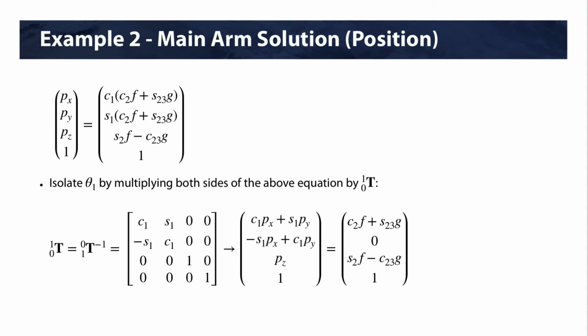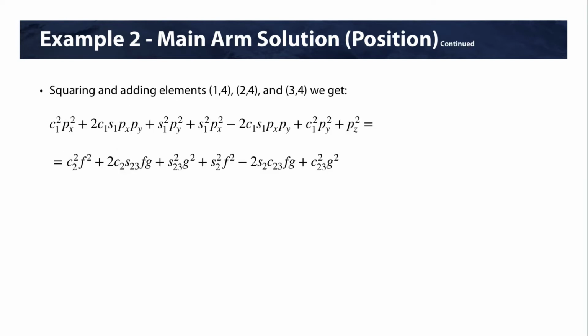Now we're going to look at how we can solve for our other unknowns. One trick to try is just squaring and adding the 3 equations together and see what happens. So let's do that. We're going to square and add elements 1, 4, 2, 4, and 3, 4. If you do that, I wrote it out already because it's a bit of a mess. You get this. This is the left-hand side of the equation, and this is the right-hand side.